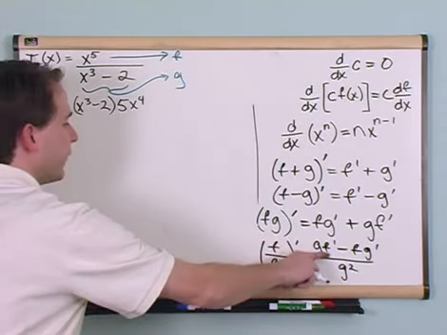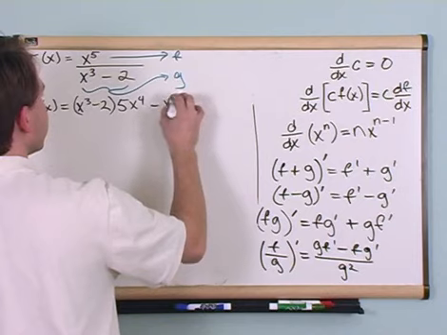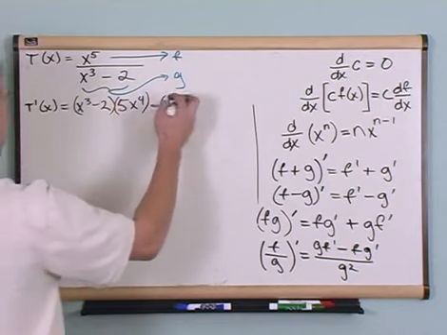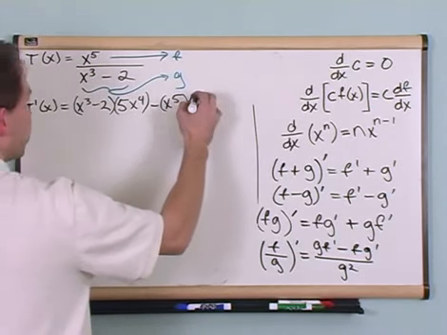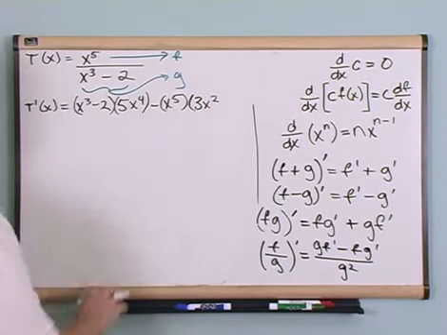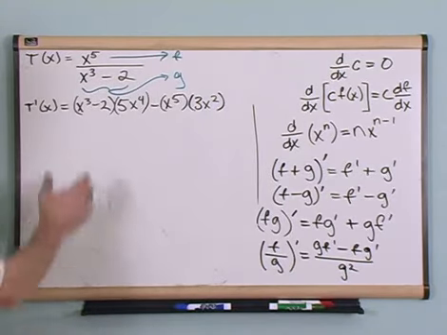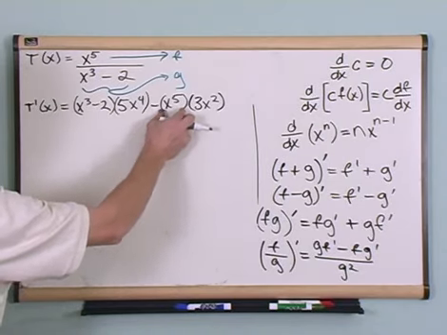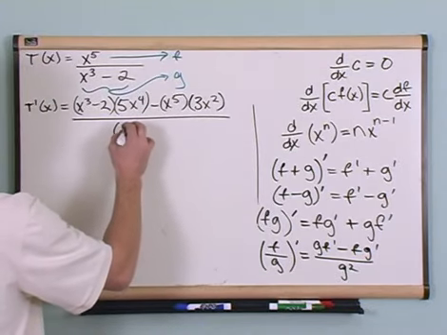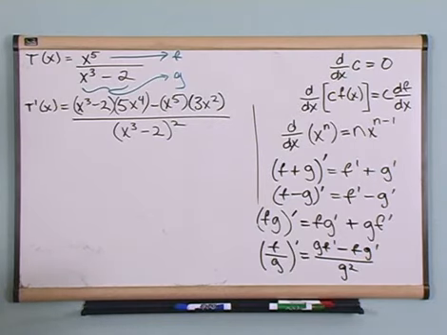So bottom times derivative of the top, that's what I've done, minus the top, which is x to the 5th. I put parentheses around these to make it clear. Minus the top times the derivative of the bottom. Derivative of the bottom, this term is 3x squared. 3 comes down, x to the 3 minus 1 power. The derivative of a constant, this negative 2 here, is simply 0, so I don't have to do anything else. All over the bottom squared. So this is the whole enchilada on the bottom, everything squared.